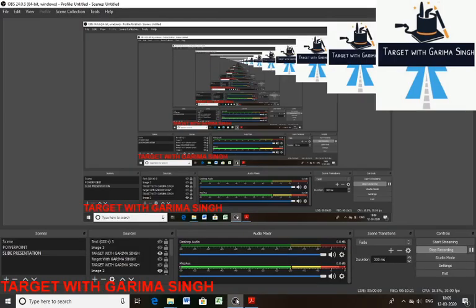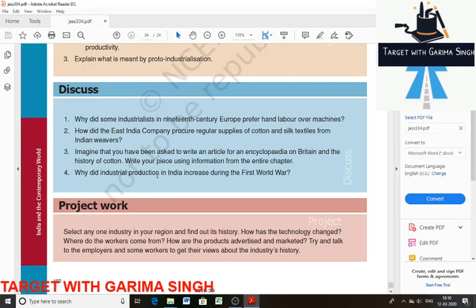So the next question is: why did industrial production in India increase during the First World War? Basically, you write that British industries became busy in producing and supplying war needs. Hence, they stopped exporting British goods or cloth to colonial markets like India. Then, it was a good opportunity for Indian industry to fill the empty Indian market with their products. Therefore, industrial production in India increased.